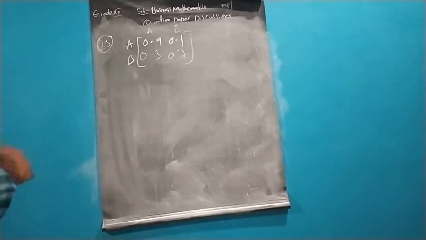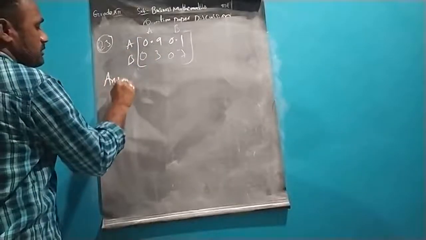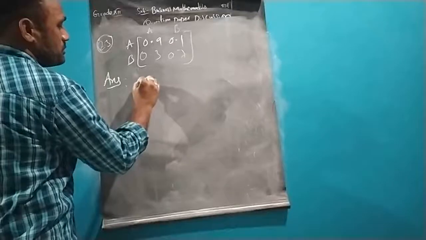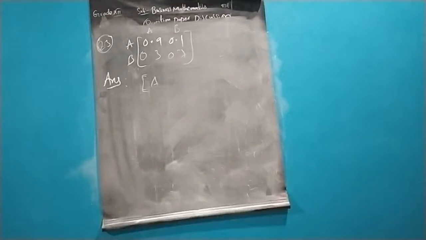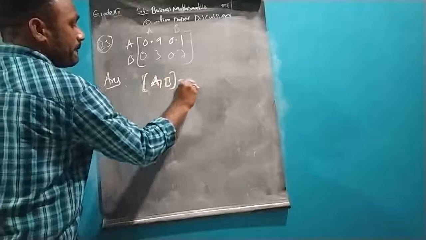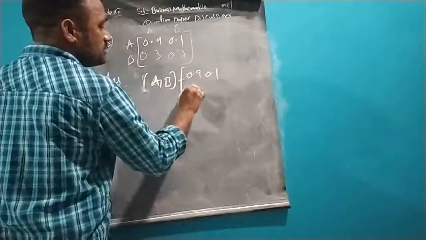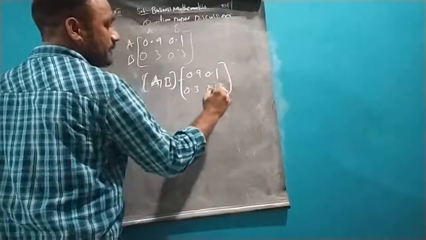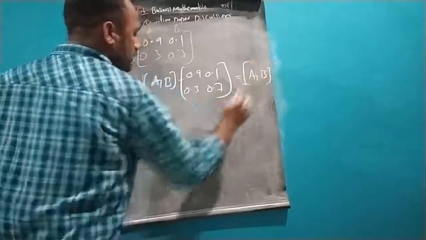Next, it is given as a transition probability matrix. In this we need to find the market share of each at the equilibrium position. So at equilibrium position we can write A comma B times the transition matrix 0.9, 0.1, 0.3, 0.7 is equal to A comma B.